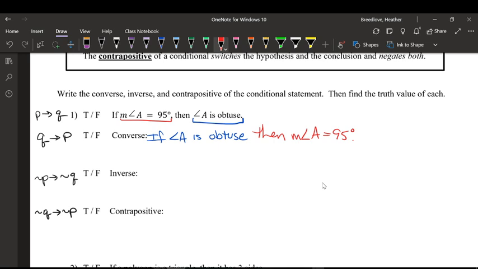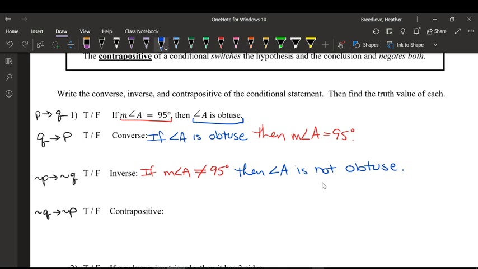All right, so we were given a conditional. We wrote the converse. Now we're going to write the inverse. So we're going back to the original order, but using the word not. So if the measure of angle A does not equal 95 degrees, so I just put a line through the equal sign, and that means not equal, then angle A is not obtuse. So we're simply adding nots into both.